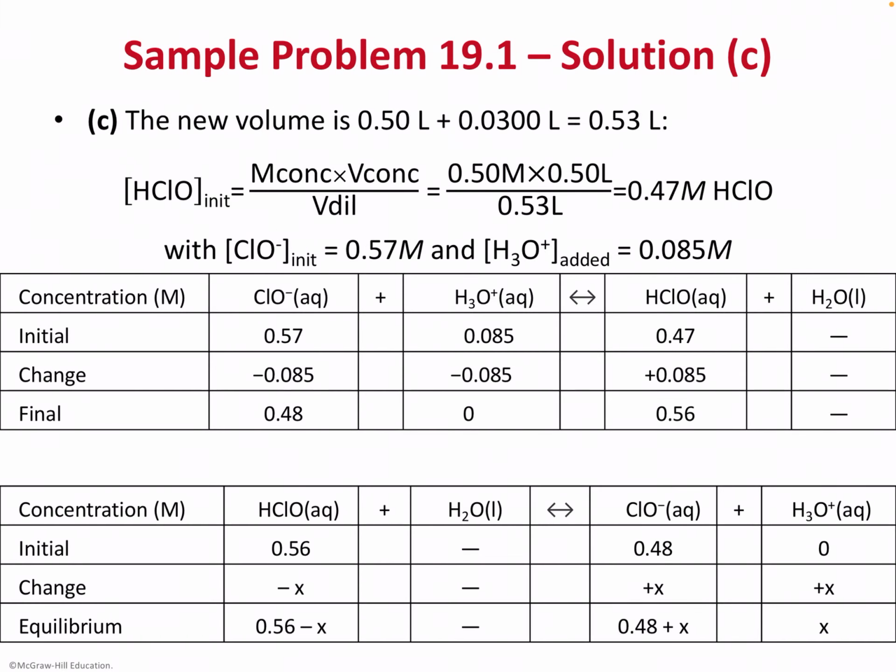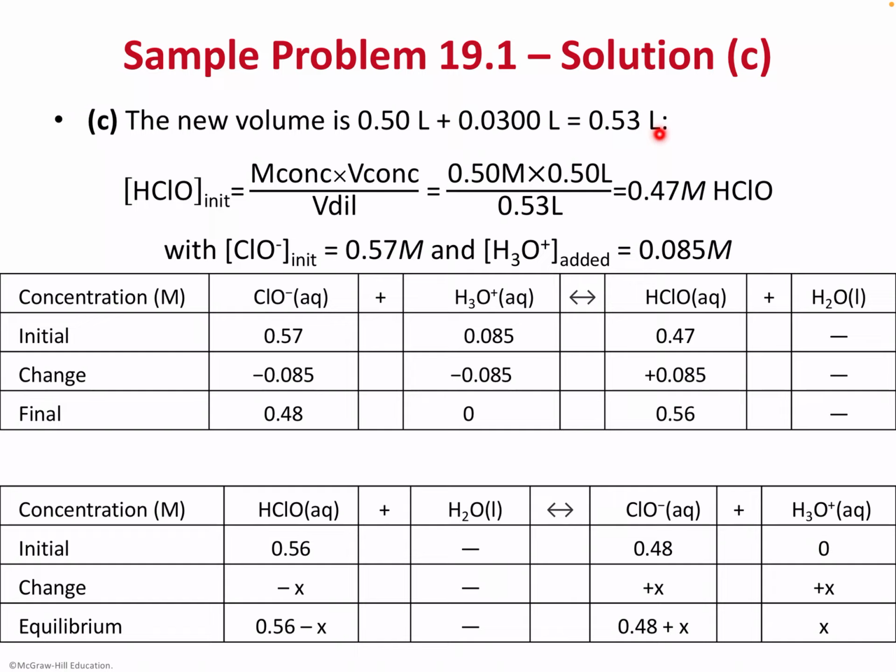Calculating the volume. The new volume is, now you are adding 0.03 liters of the hydrochloric acid to 0.5 liter of the buffer solution. This was given in the question. So 0.5 is the buffer solution. 30 milliliters of hydrochloric acid, converting into liters will make it 0.03. So the new total volume is 0.53 liters.